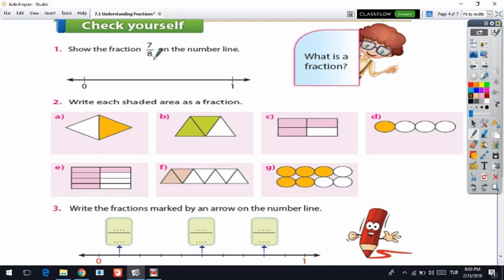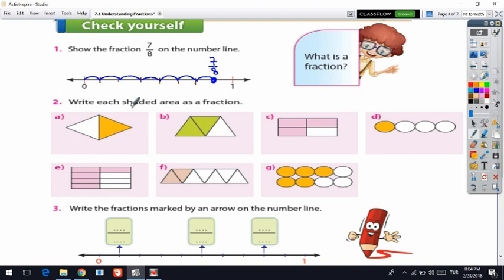First of all, 8 tells you how many equal parts you have between 0 and 1. How many equal parts do you have in a whole? 8. 1, 2, 3, 4, 5, 6, 7 and 8 equal parts we have. After that I will choose 7 of them. 1, 2, 3, 4, 5, 6, 7. Here it says 7 over 8. That's it. Okay, question 2.